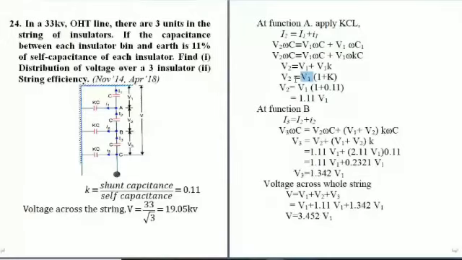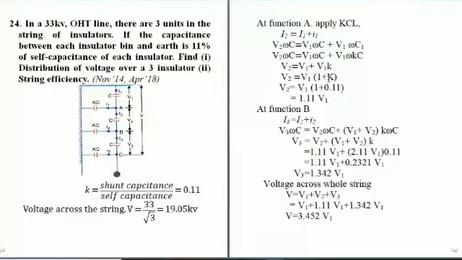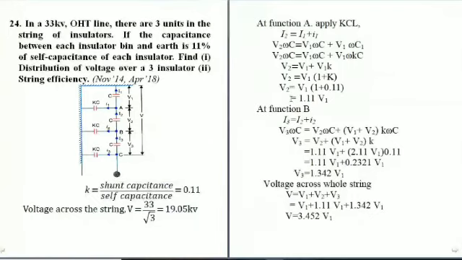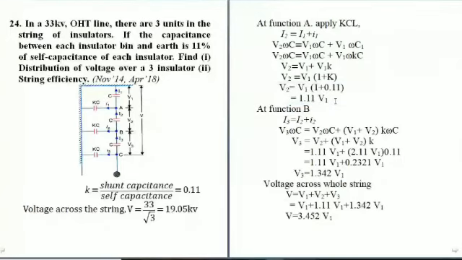Once again, V2 is equal to V1 into 1 plus K, where K is already calculated as the ratio between the shunt capacitance and the self capacitance, that is 0.11. So V2 is equal to 1.11 into V1. This is equation number 1, the first equation. The same concept has to be applied at junction B and also junction C.